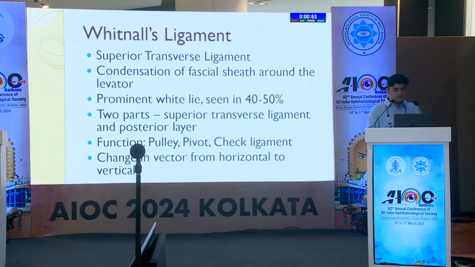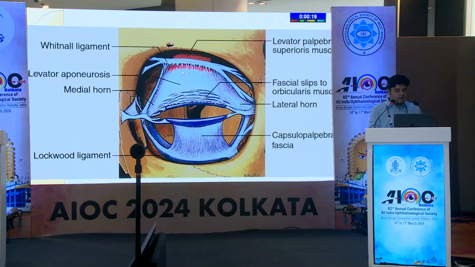Now, the Whitnall's ligament is a condensation of the fascial sheath around the levator, seen as a prominent white line. It has two parts, the superior transverse ligament and the posterior layer. The transverse ligament presents in a triangular fashion and the posterior layer as a flat ligament. It functions as a check ligament for the levator, from the muscle to the aponeurotic part, though this might be controversial. It also might act as a pulley and a pivot to change the vector of the levator action from the horizontal to the vertical vector. Here we can see the Whitnall's ligament, the levator muscle and the levator aponeurosis, and the Whitnall's ligament is connected to the orbital rim.